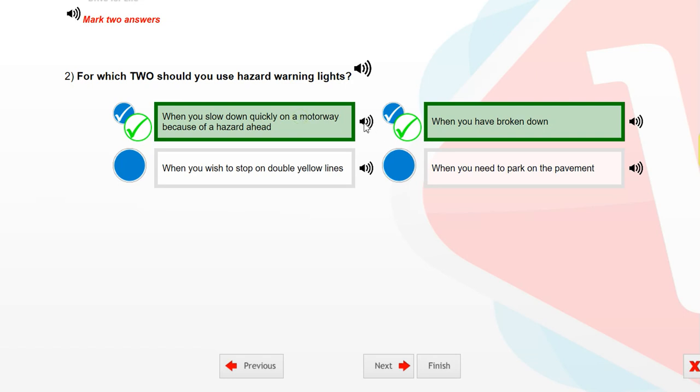When you slow down quickly on a motorway because of a hazard ahead.